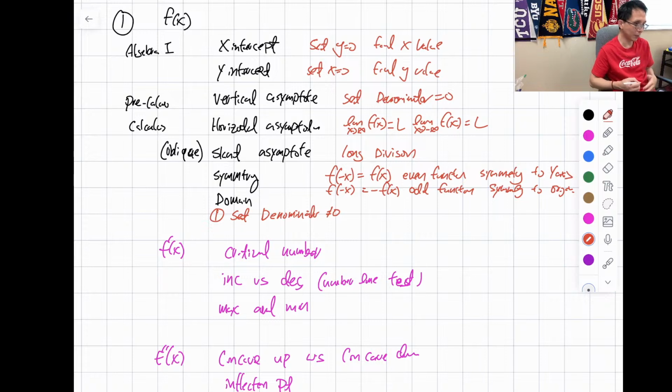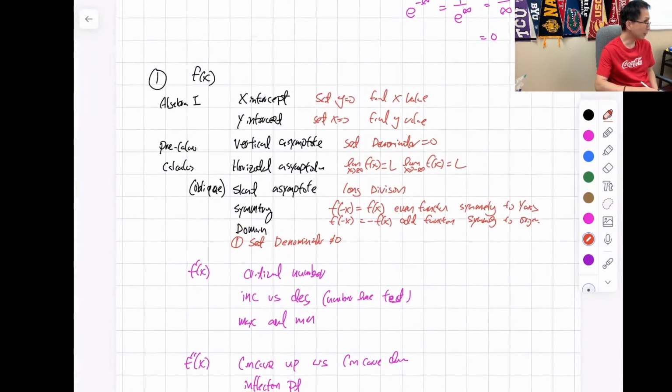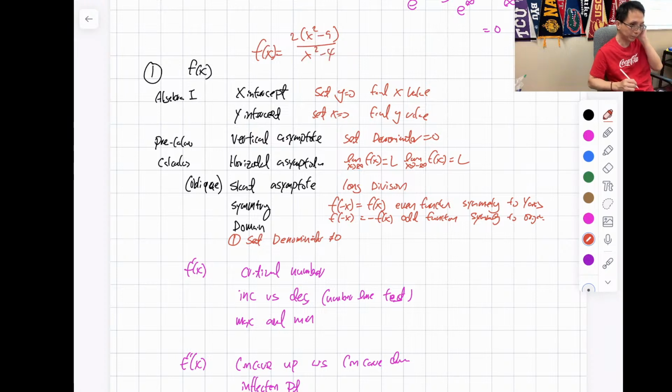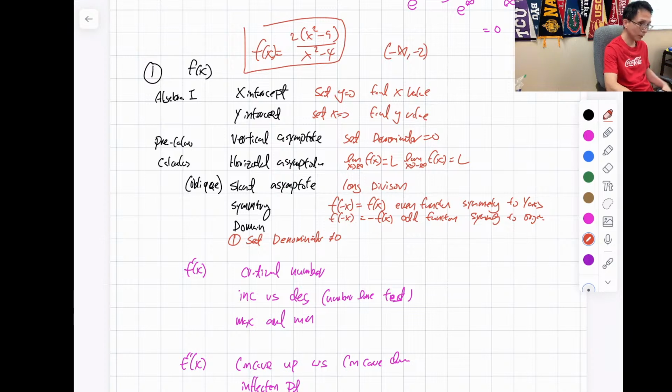The reason the denominator cannot equal 0, let's say I have something like this, which is your homework: f of x equals 2 times x squared minus 9 over x squared minus 4. In this case, the denominator cannot equal 0. Then the domain of this function is going to be from negative infinity to negative 2, because x cannot equal negative 2. From negative 2 to positive 2.